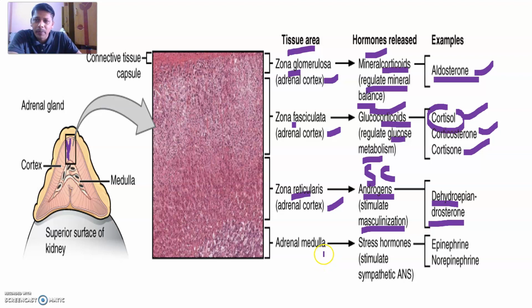What about adrenal medulla? The adrenal medulla produces hormones to fight stress. Stress hormones stimulate the sympathetic nervous system. The two hormones produced by the adrenal medulla, called fight or flight hormones, are epinephrine and norepinephrine. Okay, that's all in this part. We learned some part of the adrenal gland.